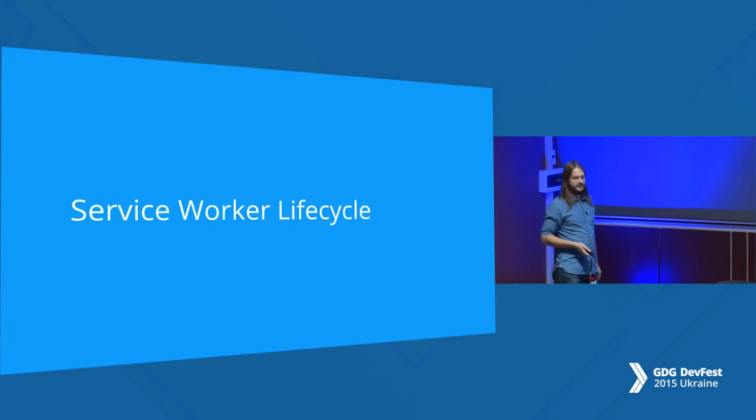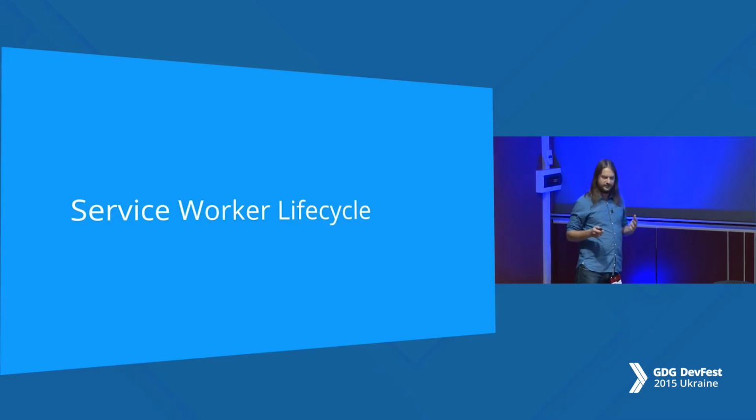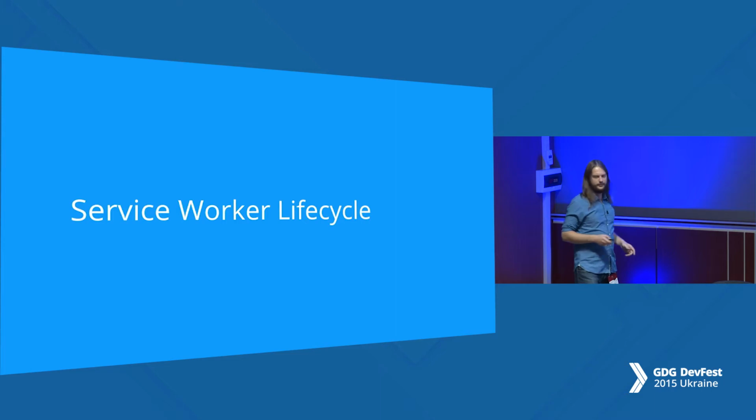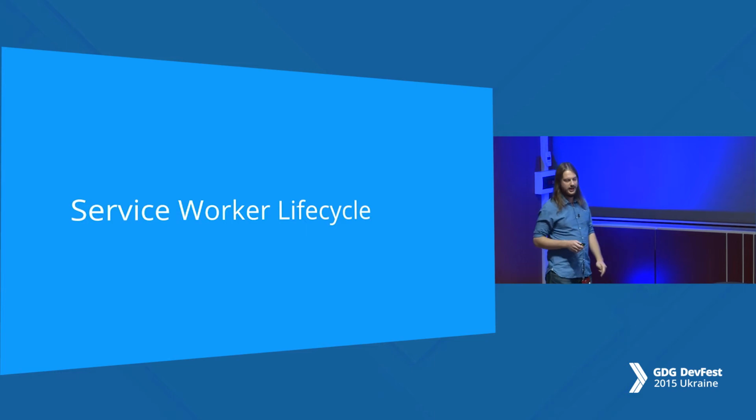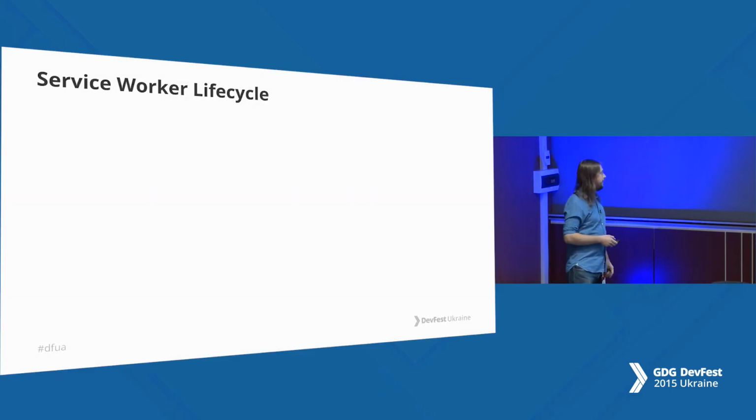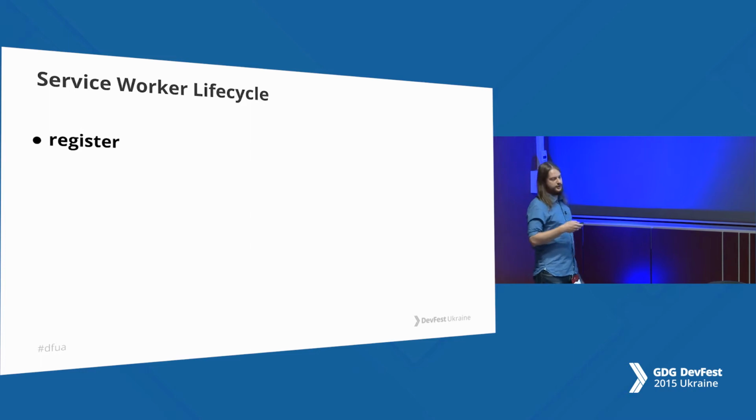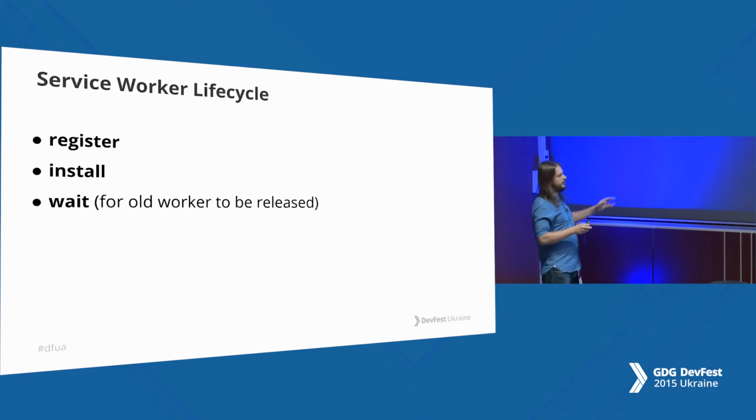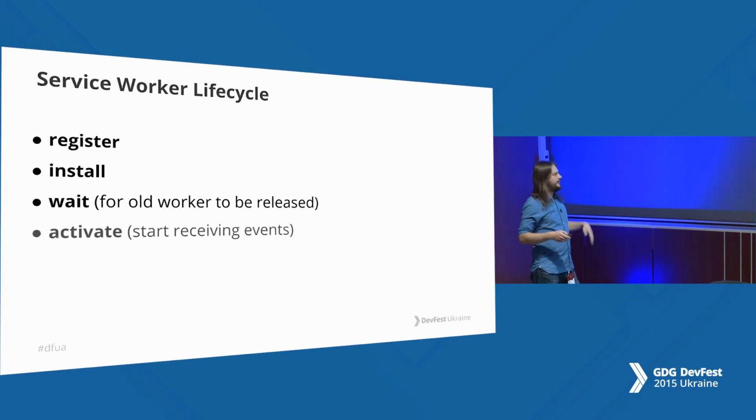And let's introduce this service worker, and we will start from its life cycle. It's a little bit boring slide, but you need to know it to better understand what I will be talking about further. So, first you need to register the service worker, then it goes through the install step, then it goes through the wait step, which is when maybe an old version of the service worker still exists and it needs to be released. Then it goes through the activate stage, so it starts receiving events and takes control over your app.